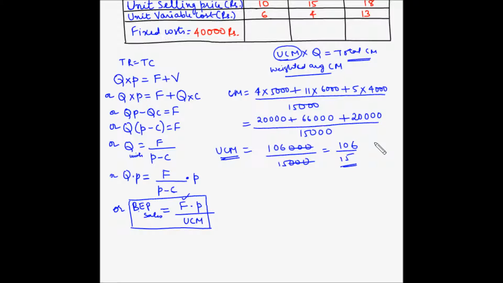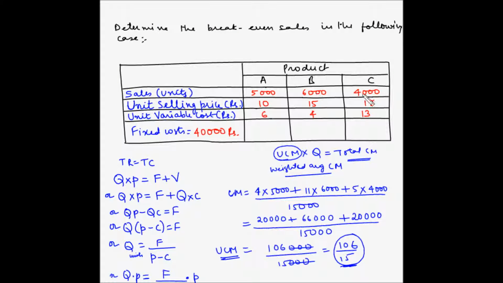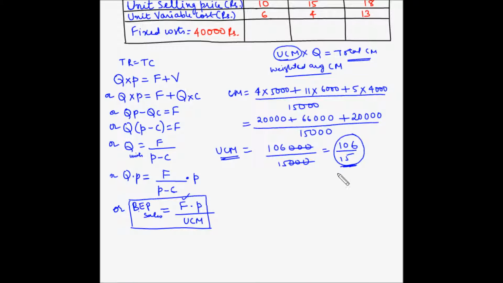So another way of looking at this unit contribution margin is that if we multiply this number with the total sales, which is nothing but 15,000, then what we'll get is 106 divided by 15 multiplied by 15,000. So this will be equal to, this gets cancelled by 1000, 106,000.